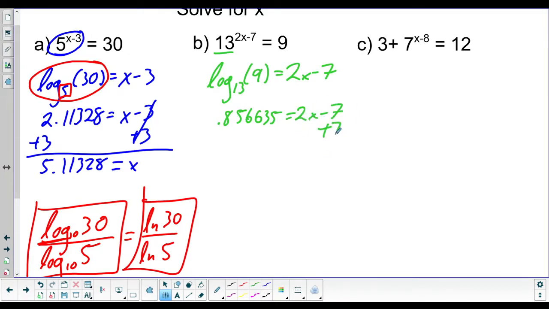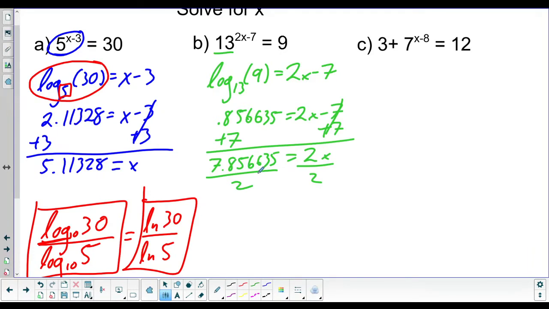So we're going to add 7. The 7's over here cancel. We have 2x equals 7.856635. And then we divide both sides by 2. And we get 3.92832 equals x.